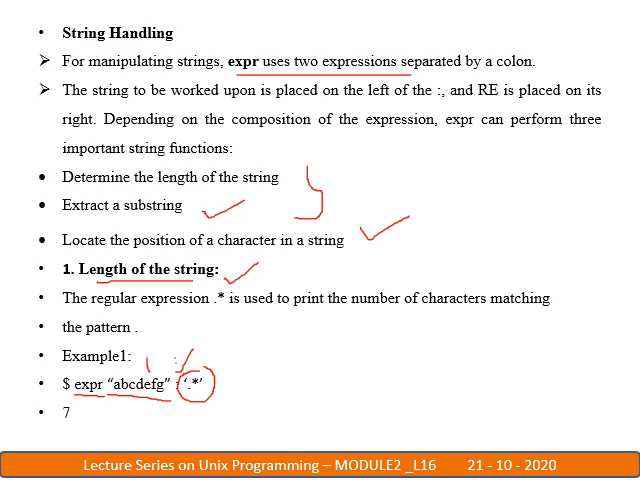Then that should be separated with a colon. The left of the colon is considered as the string to be worked upon, and after the colon, on the right side, the regular expression should be placed. Here the regular expression is given as dot star. Dot star is a regular expression used to print the total number of characters in the string. How many characters are there in total? A, B, C, D, E, F, G, total 7 characters, so it is going to display the total number of characters as 7 for this string.